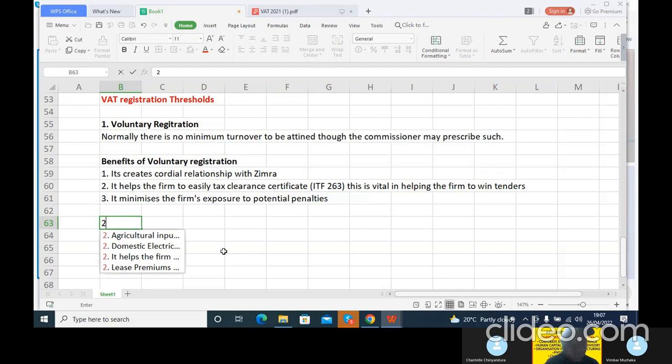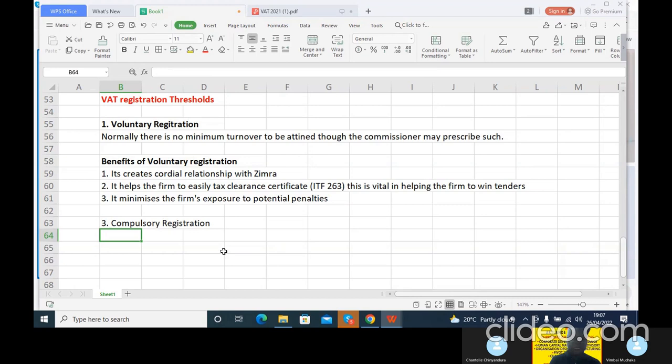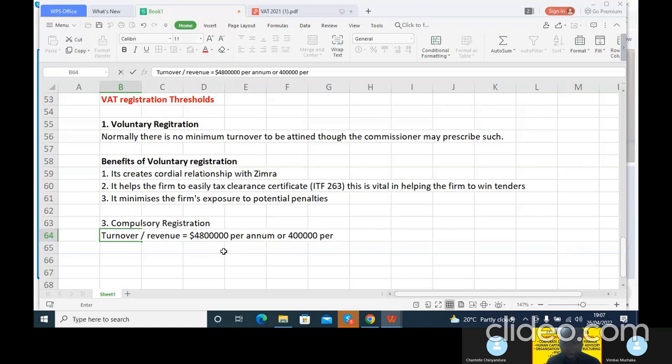So you now know that according to the registry there is category C registration, and there is compulsory registration. I'm just shortening what I've shown you. For you to compulsorily register, your turnover or revenue has to be $4,800,000 per annum, or 400,000 per month. That's compulsory.